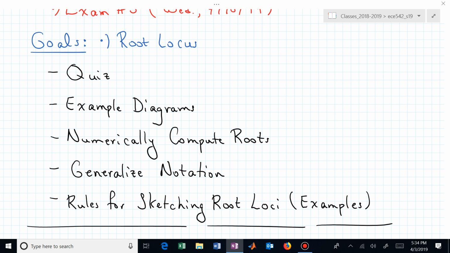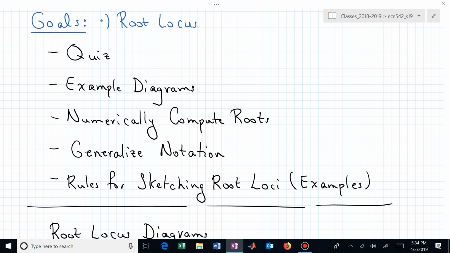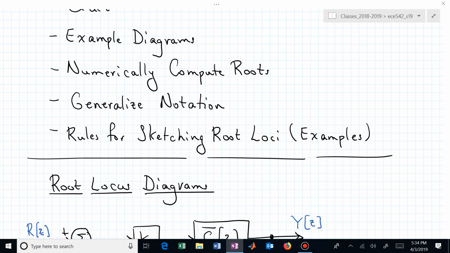Those points will belong to the root locus, and then we'll look at this idea of sketching root locus using generalized notation, and we'll finish with stating some, not all, of the rules for sketching root loci. And we may not get to all of the rules before exam number 3, but we'll get to enough that we can do the problems that we need for exam number 3.